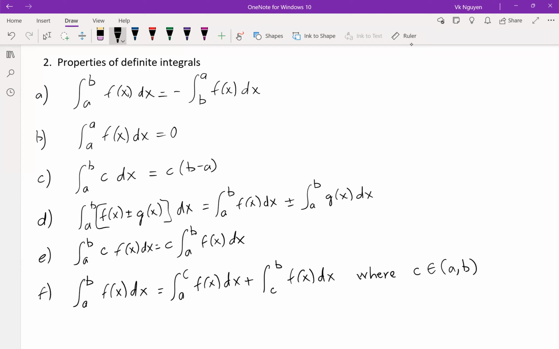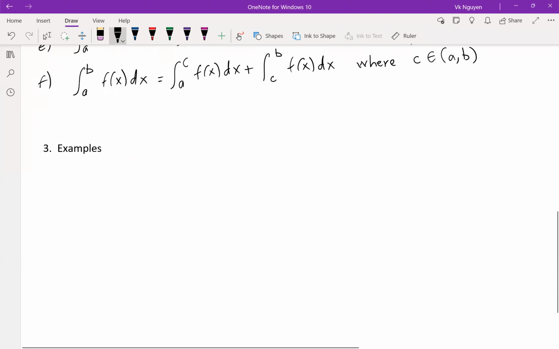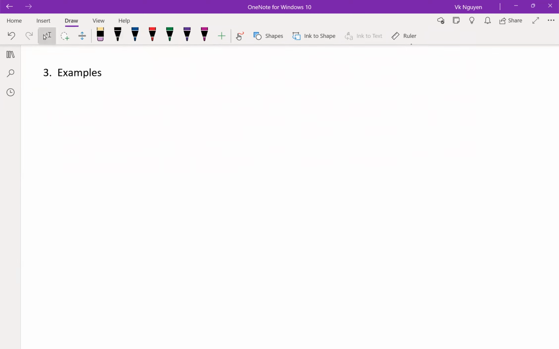Okay. Let's do a few examples. A. Compute the integral from 0 to 1 of 4 plus 3x squared dx.